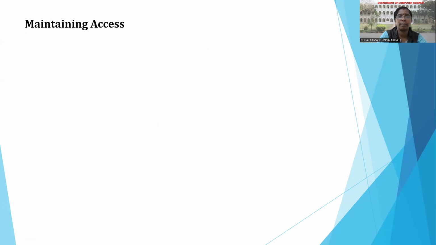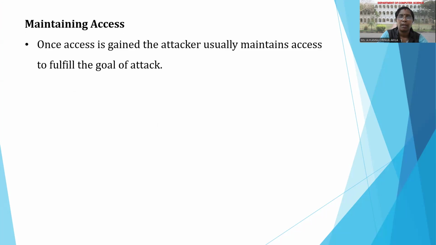Next thing is maintaining access. Once access is gained, the attacker usually maintains access to fulfill the goal of the attack. That means he will be building a backdoor. A backdoor is a way for the attacker to get into the system and work with it whenever there is a lack of access. In that case, he builds a backdoor vulnerability, so that to get into the system frequently, he maintains some backdoor activities.